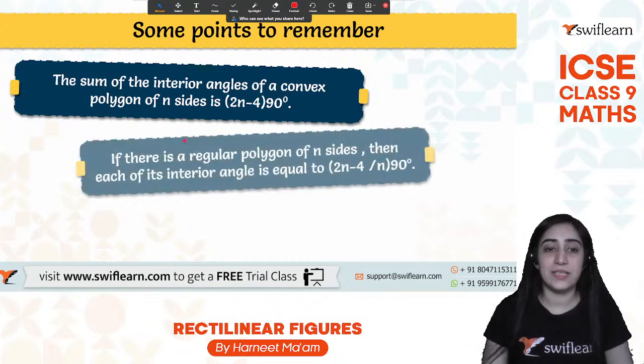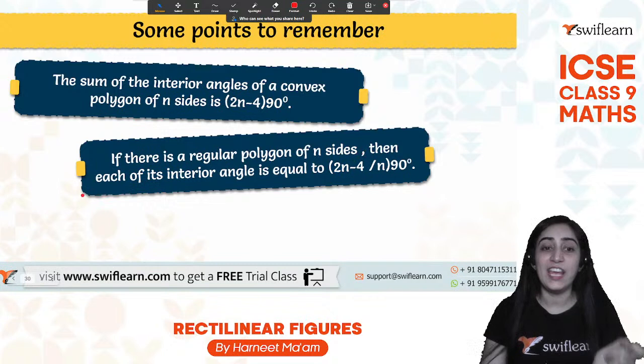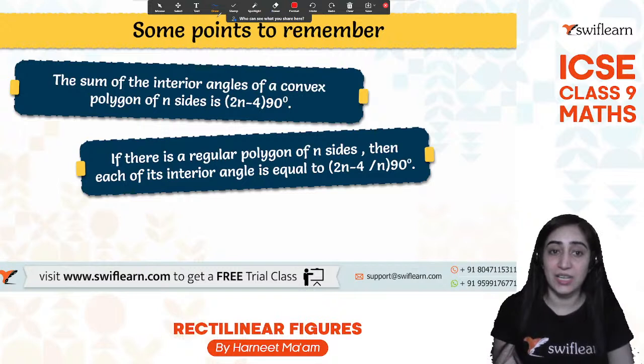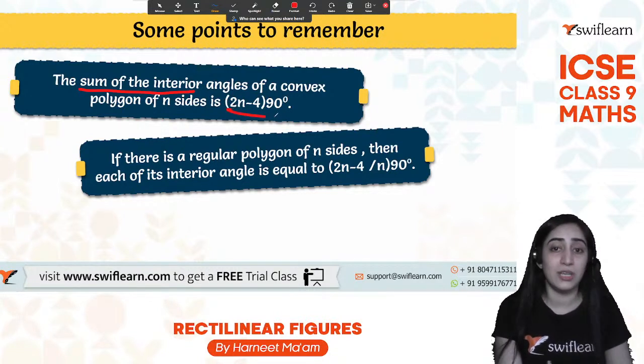Whereas the other one says if there is a regular polygon of n sides, then each one of its interior angles is equal to (2n minus 4) upon n into 90 degrees. If I need the sum of interior angles, then this is the formula.